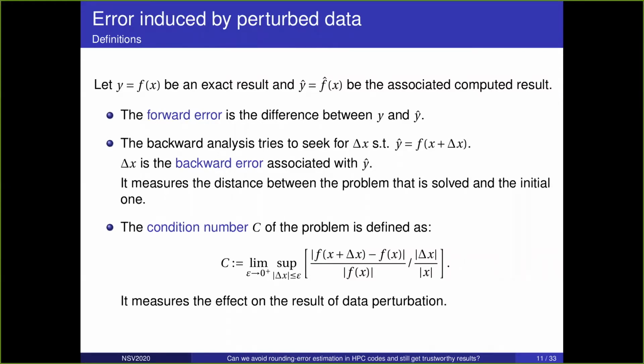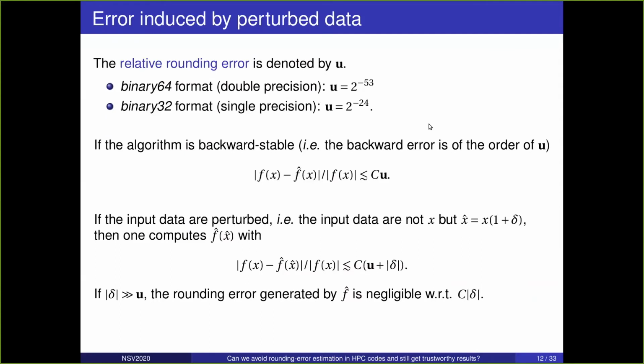Here you also have the definition for the condition number C of the problem. It measures the effect on the result of data perturbation, delta x. Here we use a classic notation U to represent the relative rounding error. So you have the value of U in double precision and in single precision. And if the algorithm is backward stable, that means the backward error is of the order of U, the relative error on f hat of x is about CU.